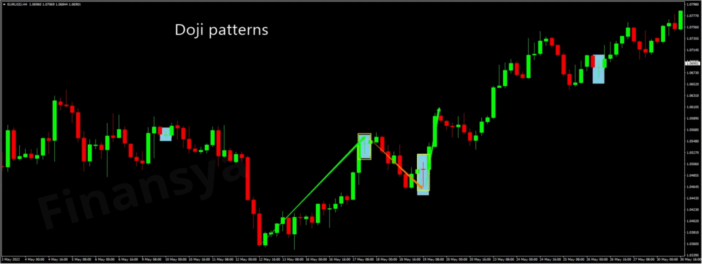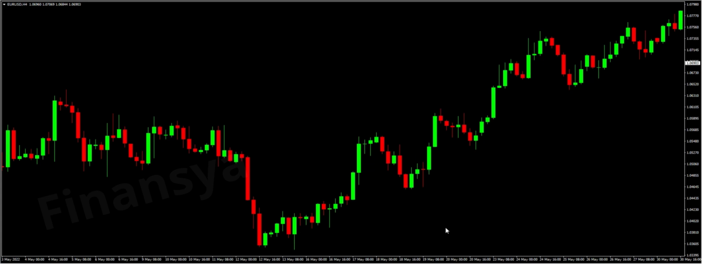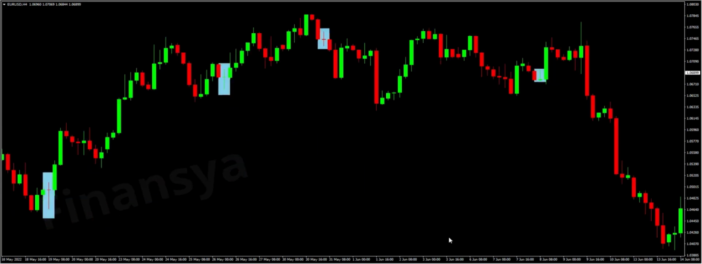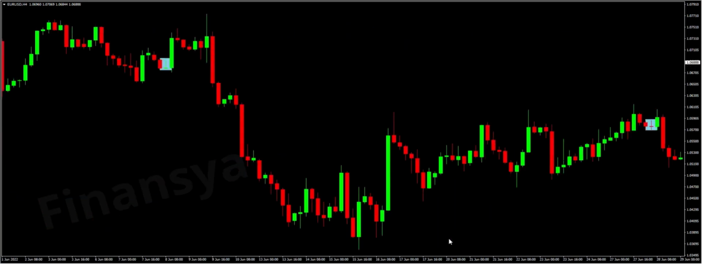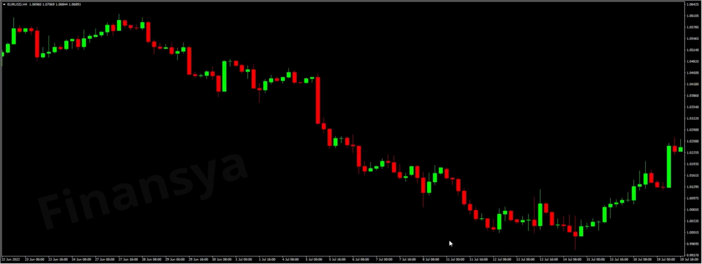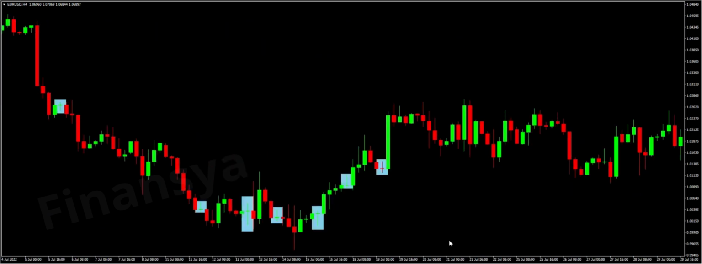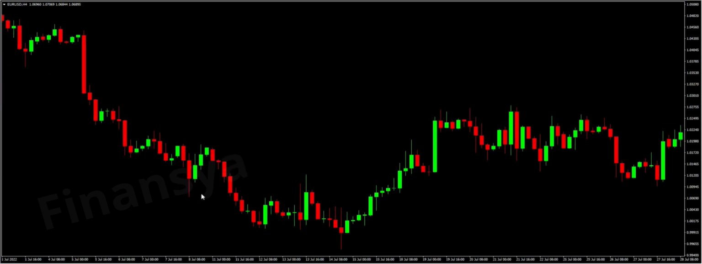The doji candlestick tells us that neither buyers nor sellers are gaining control over the FX market. In other words, the doji candle indicates a state of indecision or neutrality between Forex traders. On the one hand, a doji pattern can reveal an upcoming price reversal. However, this is not always the case, because it may alert that bulls or bears are accumulating for the trend continuation.